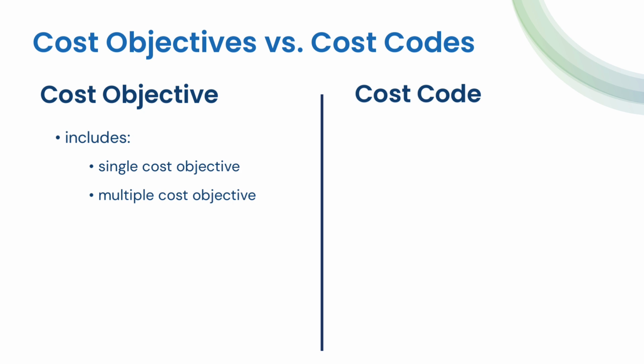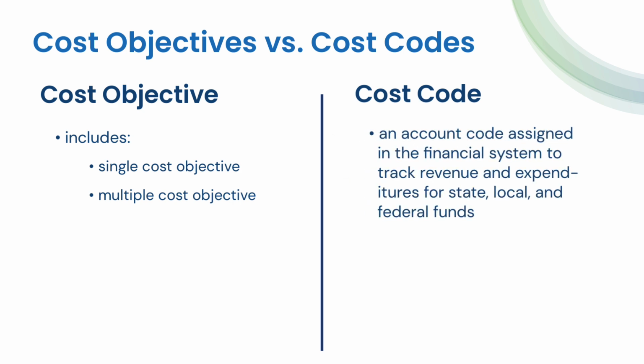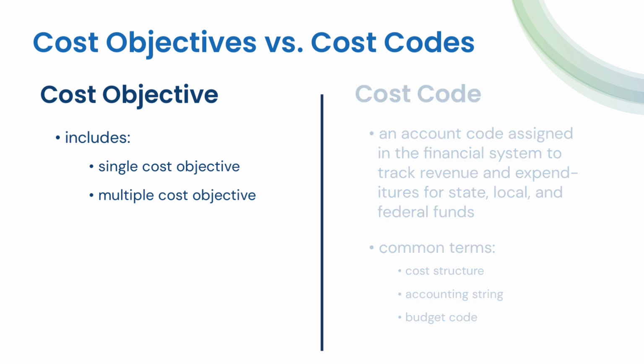A cost code, on the other hand, is an account code assigned to the financial system to track revenue and expenditures for state, local, and federal funds. Common terms include cost structure, accounting string, and budget code. Oftentimes, there is a belief that if individuals are paid under multiple cost codes, then time and effort will follow the multiple cost objective requirements. Let's take a closer look at the difference between the two types of cost objectives.